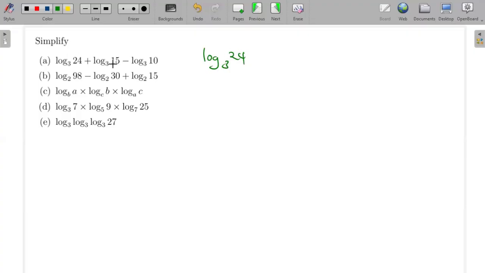So we have log base 3 of 24, and then you're adding. So if you're adding there, what does that mean? So this here, let me write it out here, plus log base 3 of 15 minus log base 3 of 10. So this here is going to be, notice that all of them here have the same base. So it means I can take them two at a go.